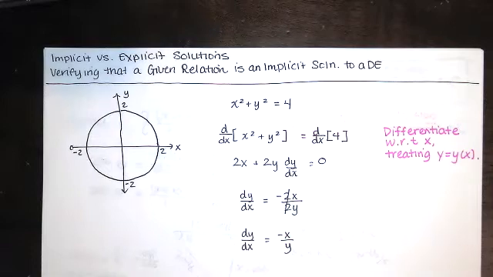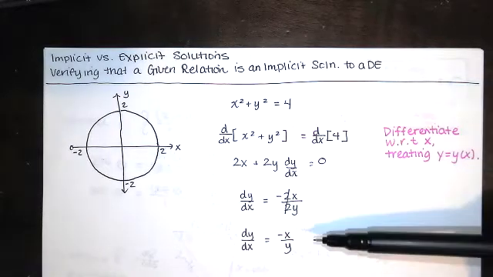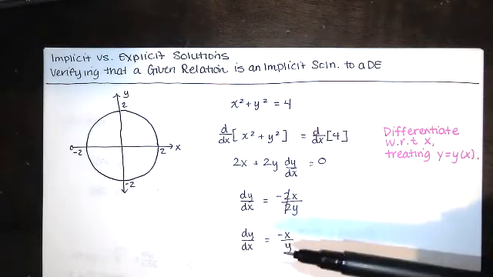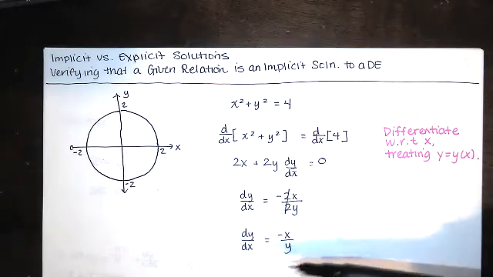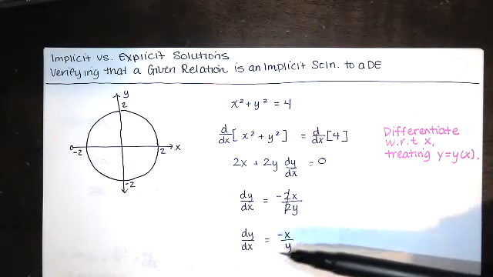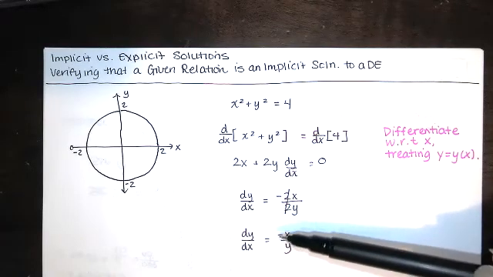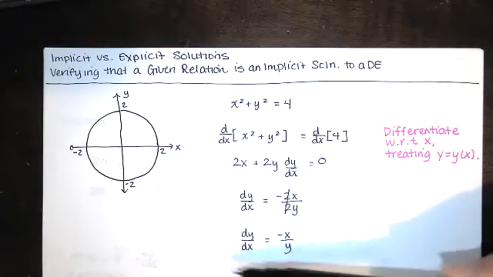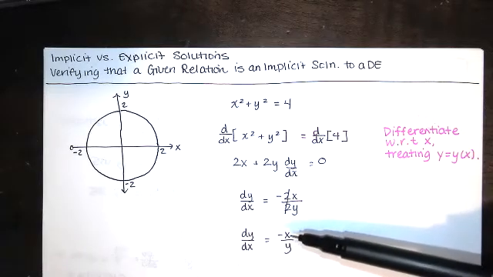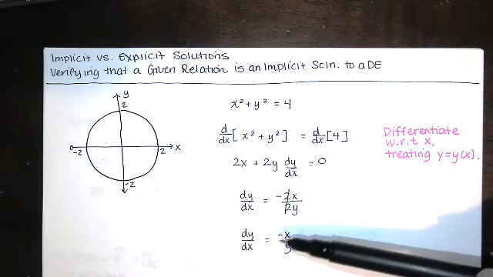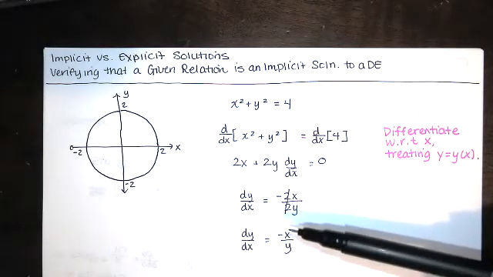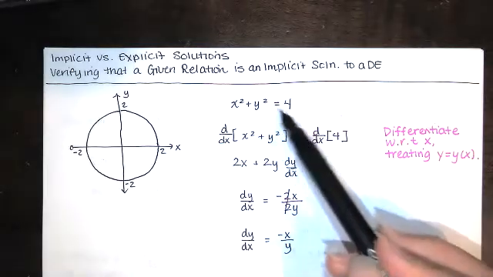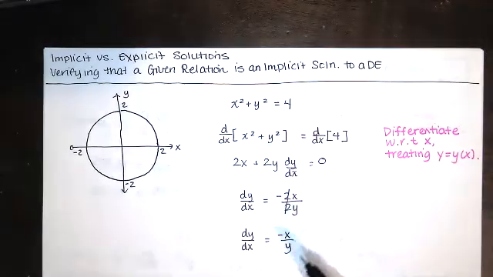Now in this class, most of the time, we don't start here and end up here. We start here, and the question is, what function satisfies this equation? What function y can I take the derivative of, such that when you take its derivative, you're going to get negative x divided by the original function back? So this is the differential equation, and this is the relation that we started with.